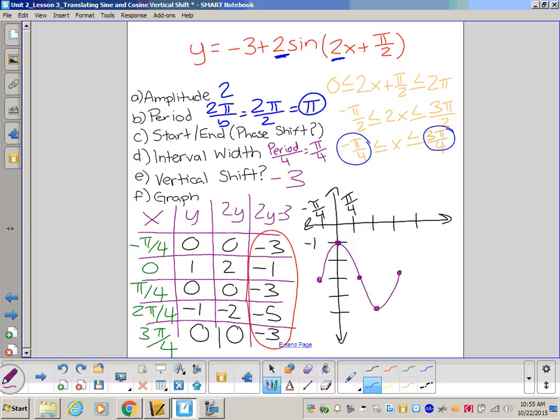So we do everything the same. The only thing we add is that we're taking the vertical shift and either adding or subtracting, depending on its sign, to the y value. Vertical shift. Much easier than phase shift, right?